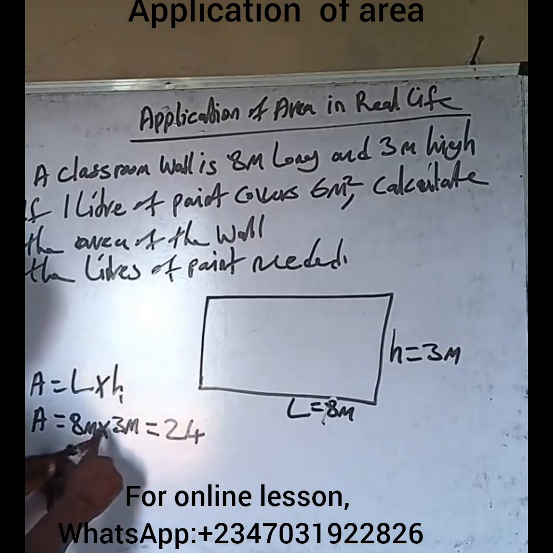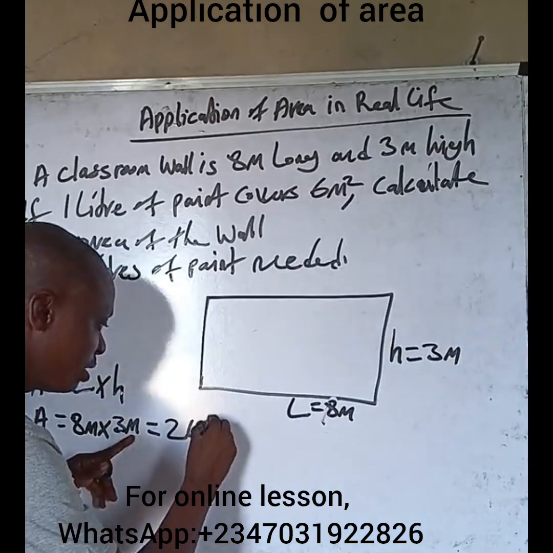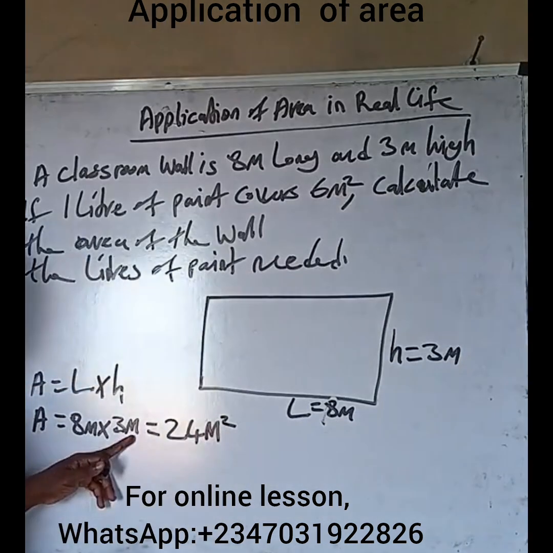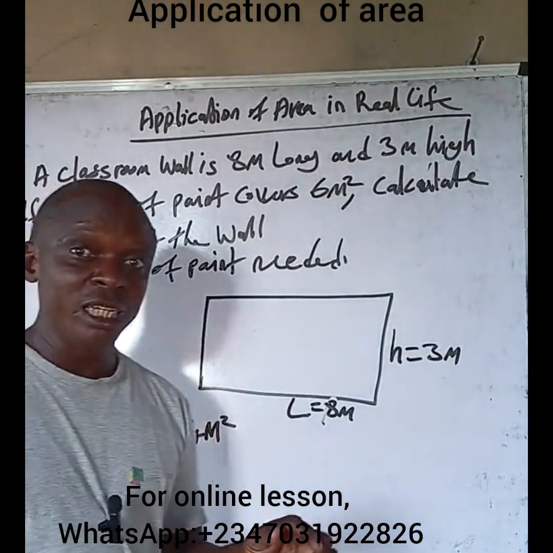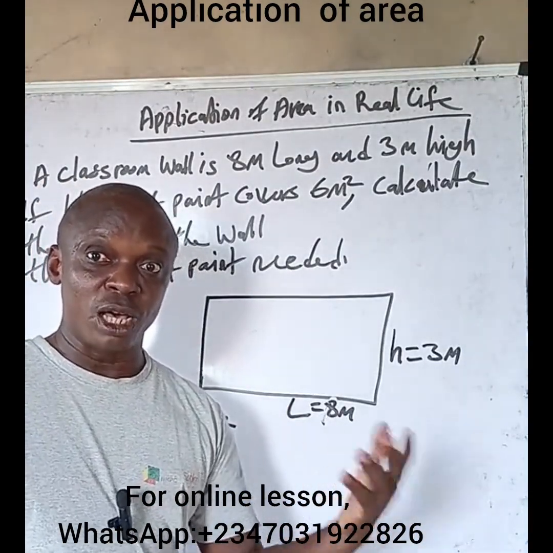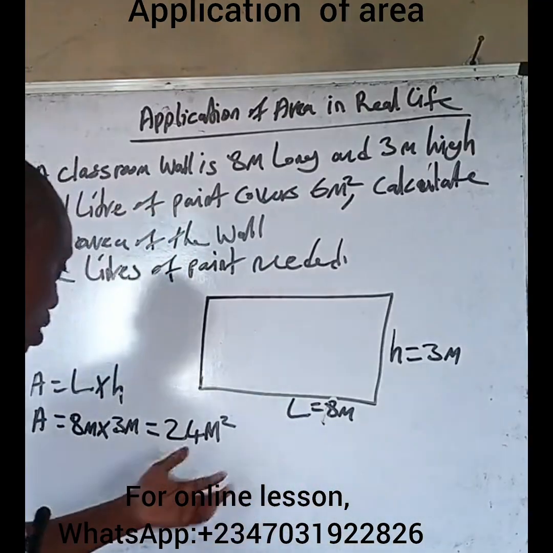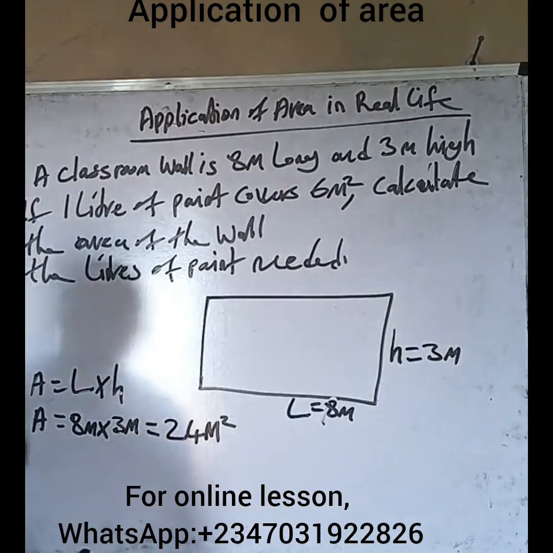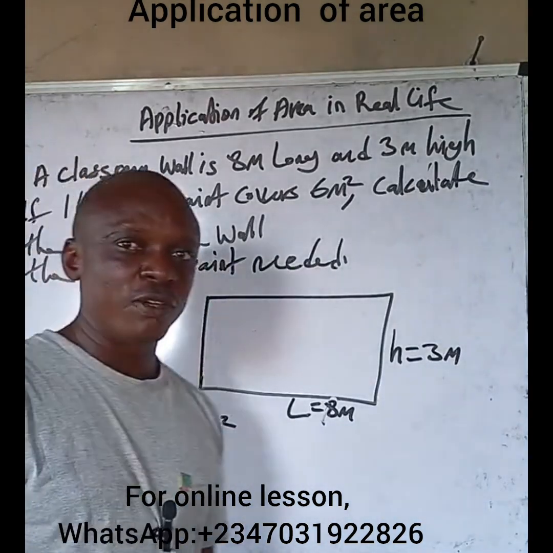Why does meter times meter give us square meter? Square meter means this is how you write it, meter square. We call it square meter. So the unit of area anytime, any day is square meter or square centimeter or square kilometer, as the case may be. So that is the area of the classroom wall. This is how you calculate the area of the classroom wall.